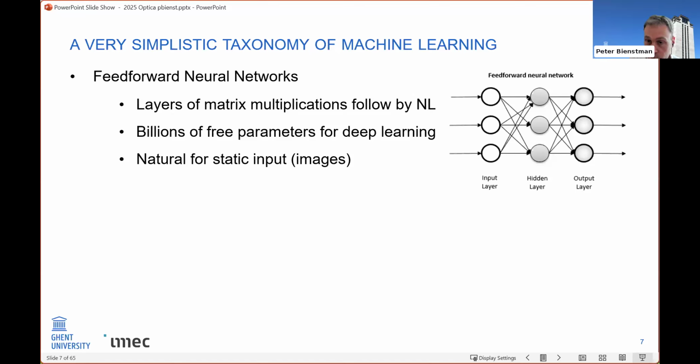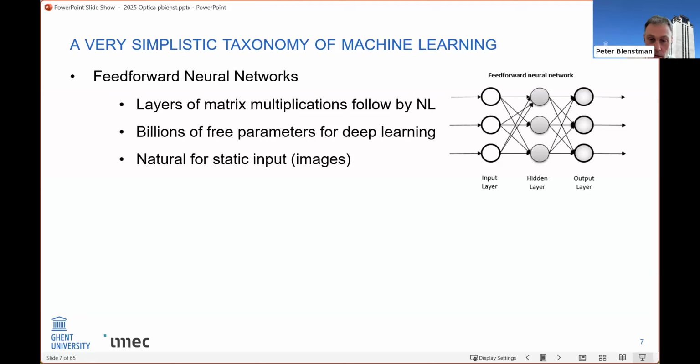So this is your ChatGPT, basically, which is in essence just layers of matrix multiplications followed by nonlinearities. So information flows from left to right, and this is why it's called a feed-forward neural network. Now, these things are extremely large, especially for large language models. You have billions of free parameters. And since this thing is a static system, it's also most naturally suited for processing static input like images, which of course does not say that you cannot process time series with it, but then you have to spatially unfold the time dimension into the different input channels. So this is what most people are doing.